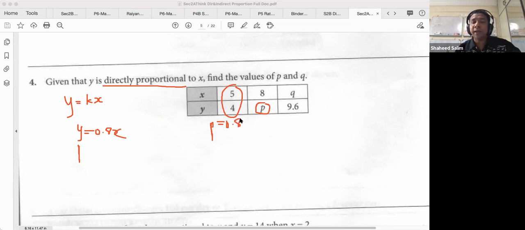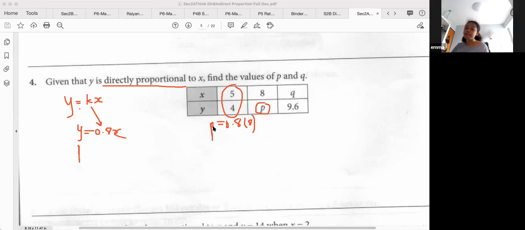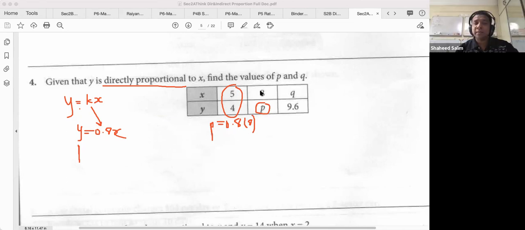Then what's the value of X? It's 8 down here. So what's the value of P? You substitute in. You see, this is the formula, right? We know what K is. K is 0.8 according to you, right, just now. Then the value of Y is P, so I put P here. Value of X is 8, I put 8 down here. Now I can find P. What's the value of P?